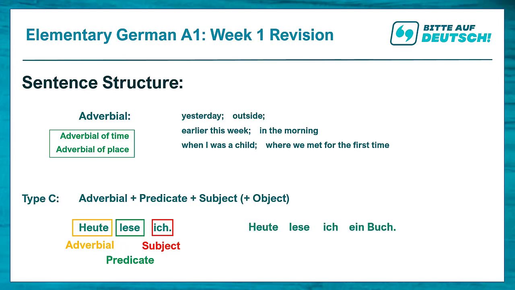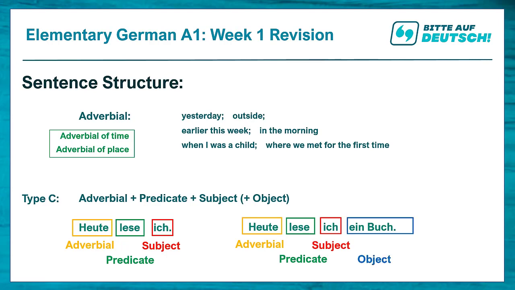We can add another object just to clarify the difference. Again, we have in the first position of the sentence the adverbial of time, heute. Lese ich, again the inversion of predicate and subject instead of subject and predicate. However, the object, the book, remains at the end of the sentence. So we say, heute lese ich ein Buch. This is one of the simplest ways to explain how adverbials can affect sentence structure.